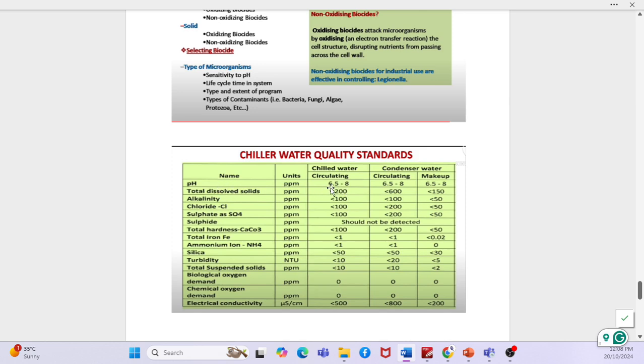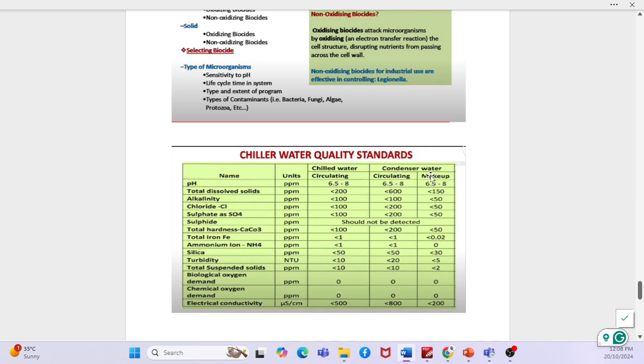Okay, if you talk about pH level, you should maintain 6.5 to 8. If the pH level goes high, you know what chemical to add. If the pH goes less, you know what chemical to add. If the pH level goes less, what will be the impact? You know that one. If it goes high, what will be the impact? You have that idea.